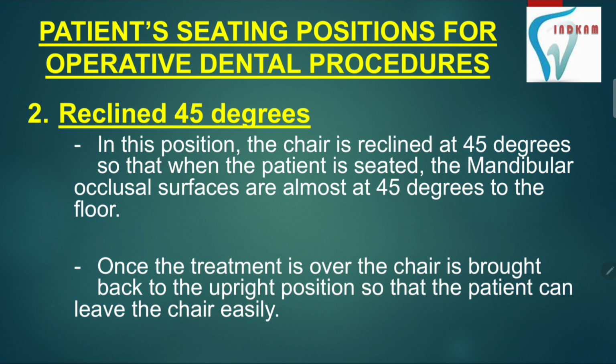The second position is reclined 45 degrees position. In this position, the chair is reclined at 45 degrees so that when the patient is seated, the mandibular occlusal surfaces are almost at 45 degrees to the floor. Once the treatment is over, the chair is brought back to the upright position so that the patient can leave the chair easily. And as I already told, the choice of chair position can be decided by the dentist based on the type of procedure and the arch being worked on.